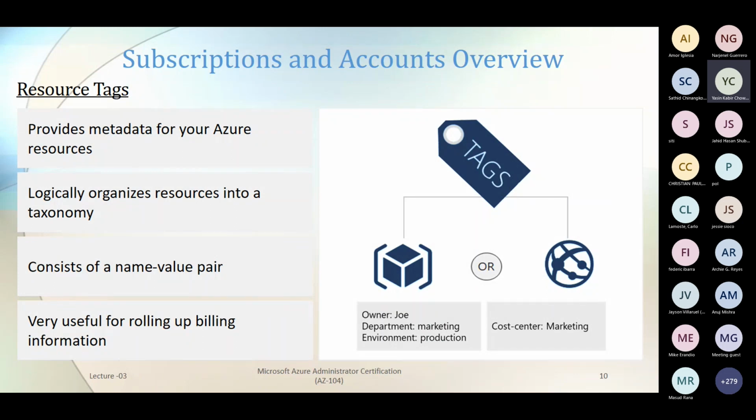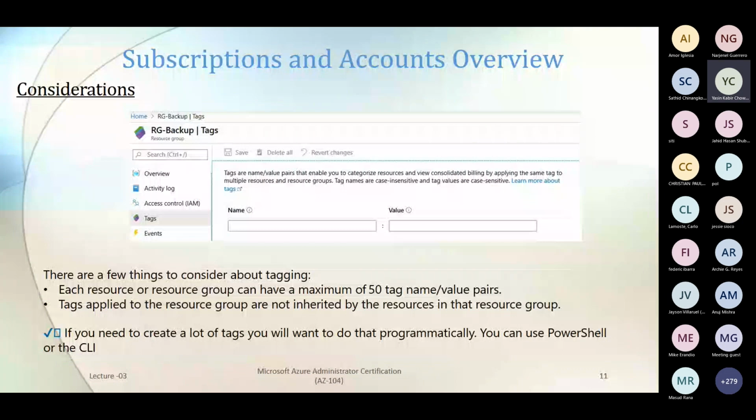Why do you use tags? There are some things on how to make tags. We will go to the lab soon, then you can easily understand what the tag is and what the value is. There are a few things to consider about tagging. Every resource or group can have a maximum of 50 tag name-value pairs. You can make a maximum of 50 tags, not more than that.